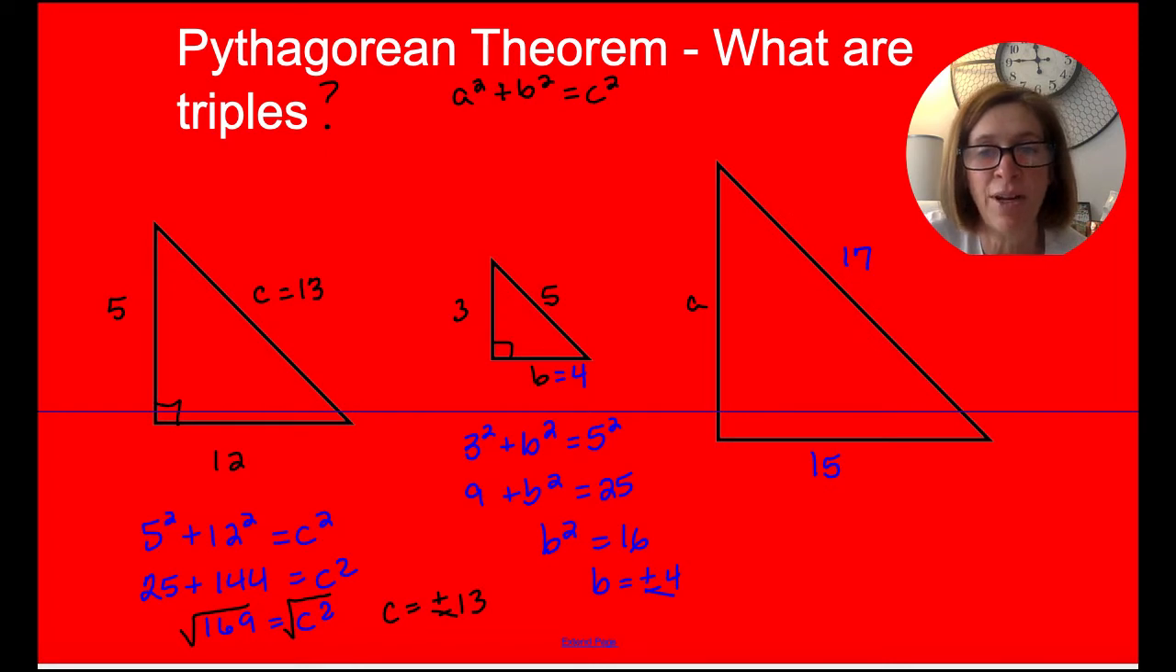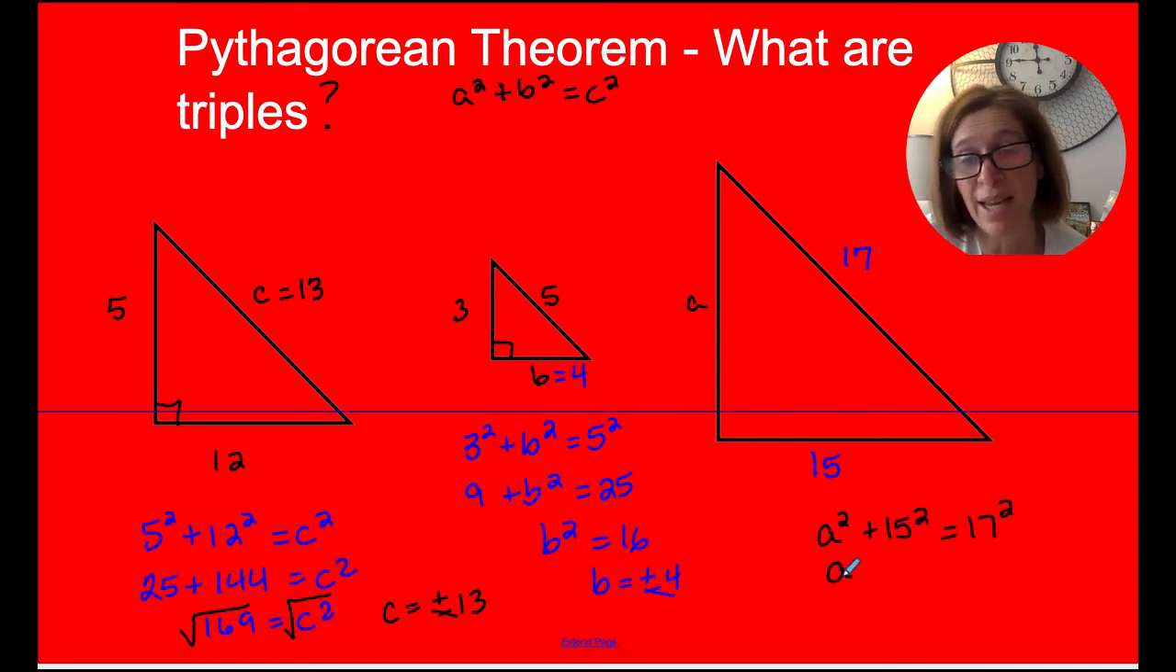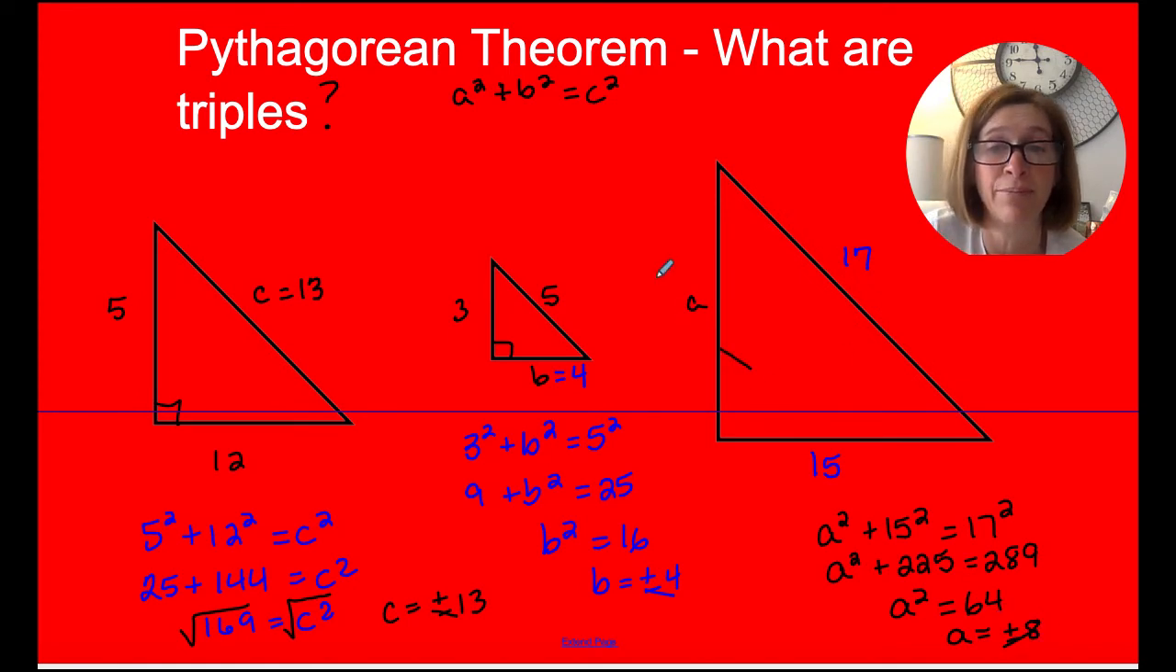And then this last one, if I did that same thing, I would do a squared plus 15 squared equals 17 squared. Going through that process, I get a squared plus 225 equals 289. And so a squared equals 64. And a equals plus or minus 8. Again, I'm going to throw out the negative answer, so it would be 8.